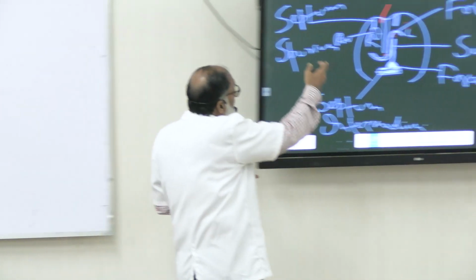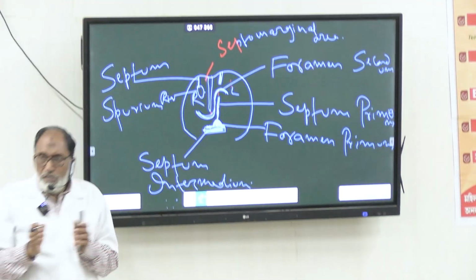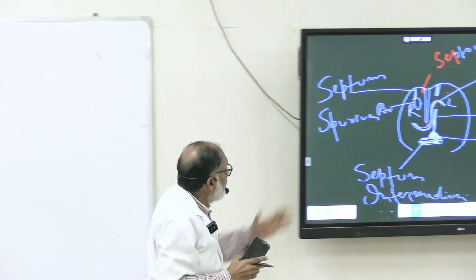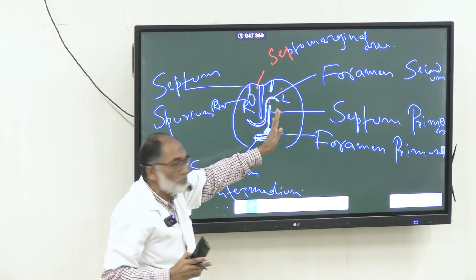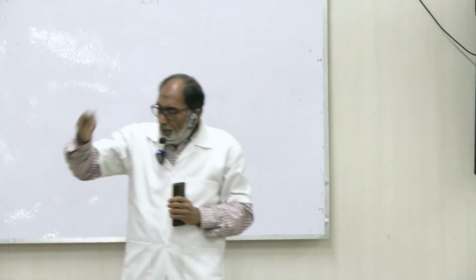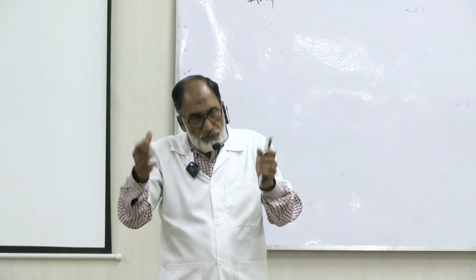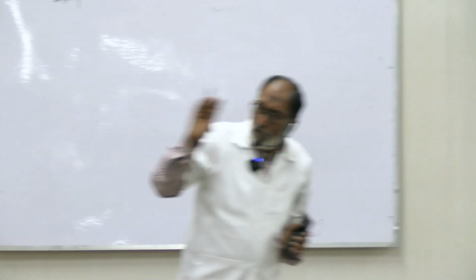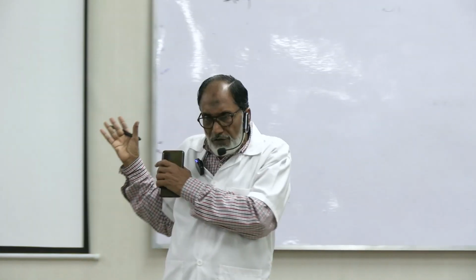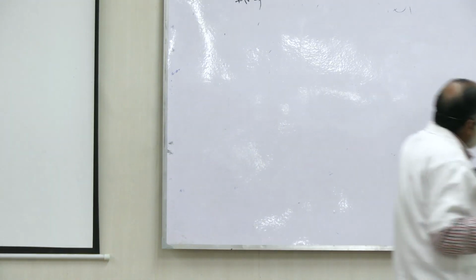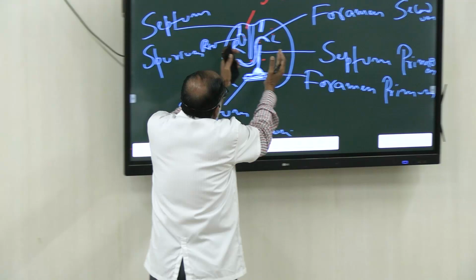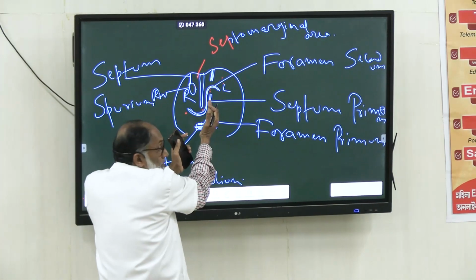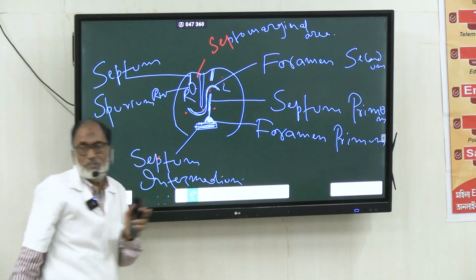Now this septum secundum is strong, and this septum primum is not so strong. So after the birth of the baby, when the lung starts functioning, blood will come from the lung to the left atrium. When a mass of blood comes into the left atrium, it will push the septum primum into contact with the septum secundum, and it will close the foramen ovale.